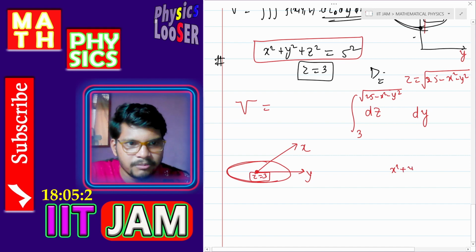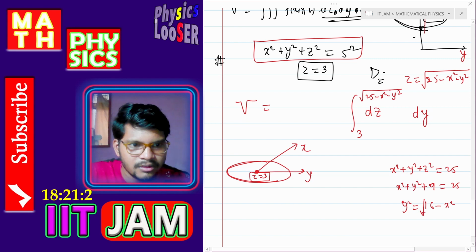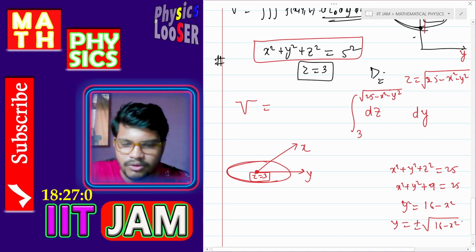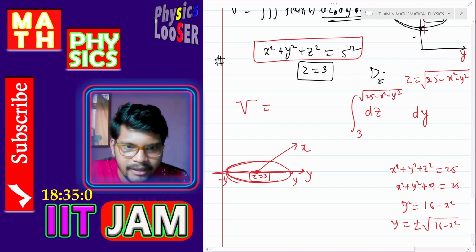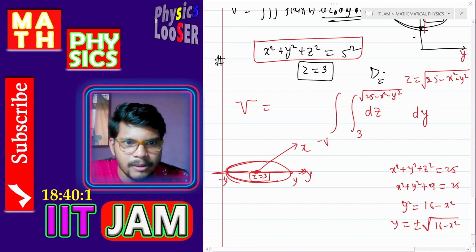So again, I have x square plus y square plus z square is equal to 25. I can say that x square plus y square at z is equal to 3 will be 25 minus 9, which is 16. So I can write that y square is equal to 16 minus x square, so y becomes plus minus square root of 16 minus x square. When you are drawing the circle, it is spanning from minus y to y. So when you are tracing a line, it will go from minus this one to plus this one. So I am writing over here minus square root of 16 minus x square and plus square root of 16 minus x square.